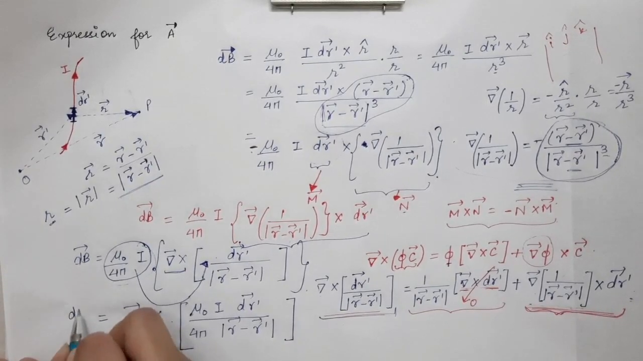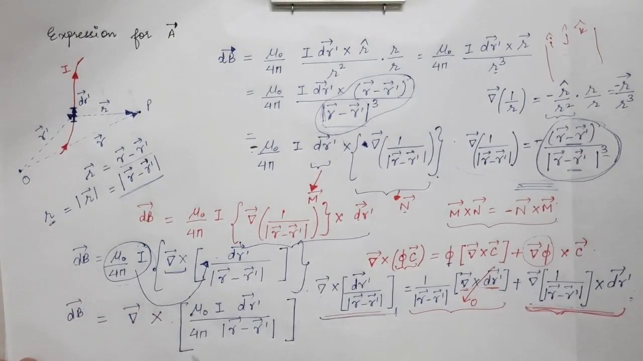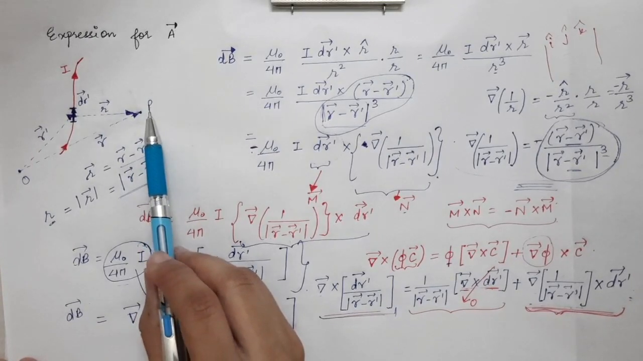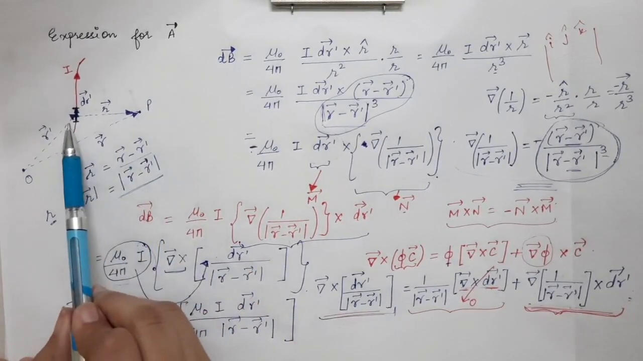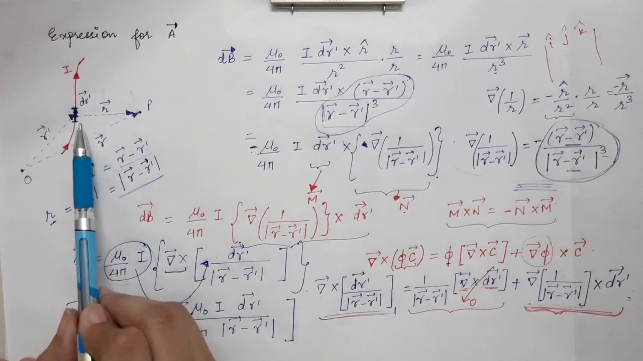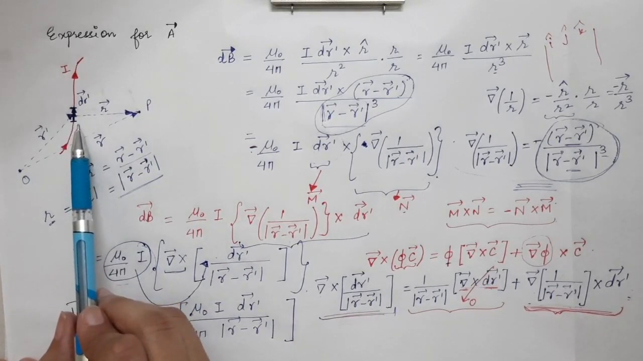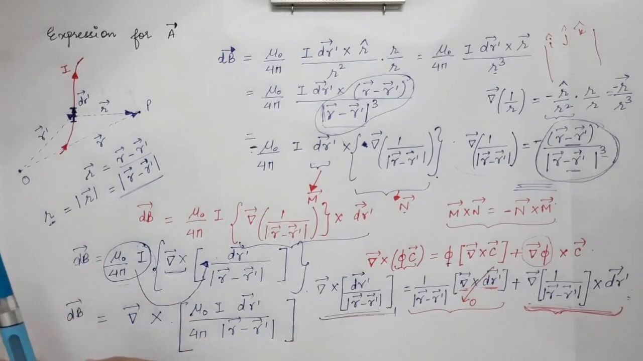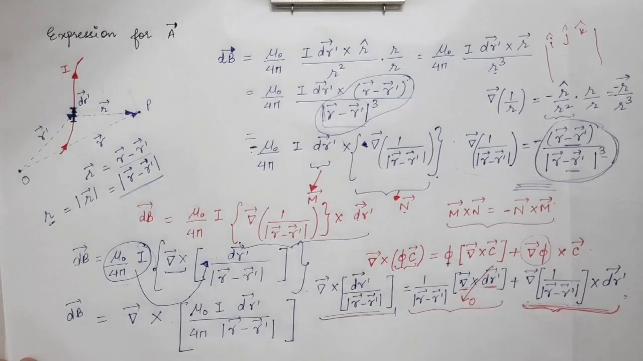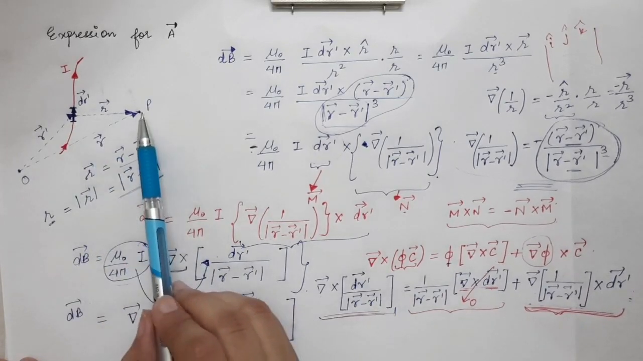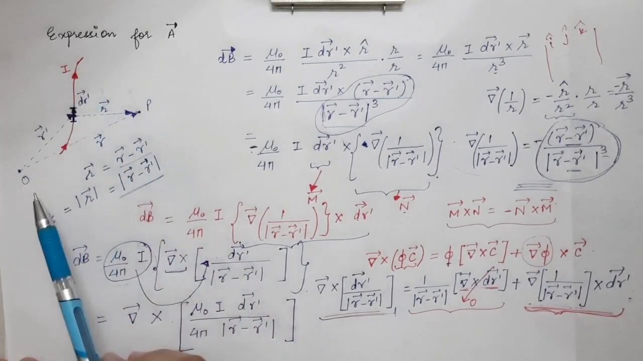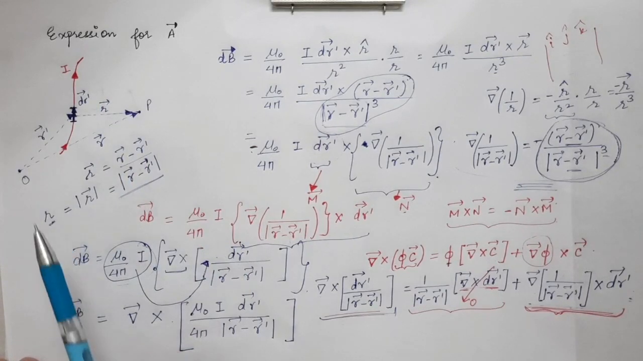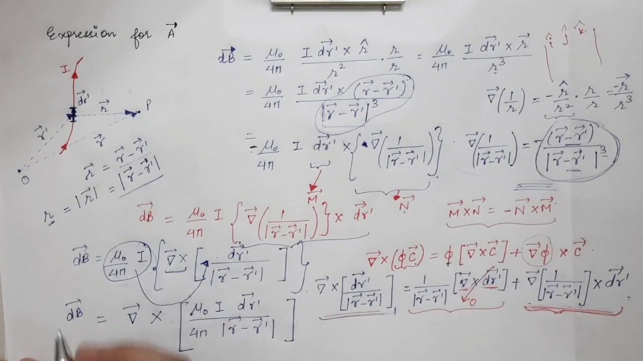So this is the expression of the magnetic field at this point P due to this small current carrying element. But we want to find the total magnetic field. The total magnetic field at this point due to this whole line current distribution will be equal to the integration of both hand sides.